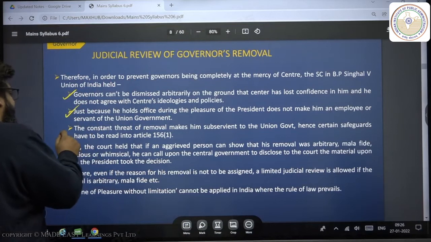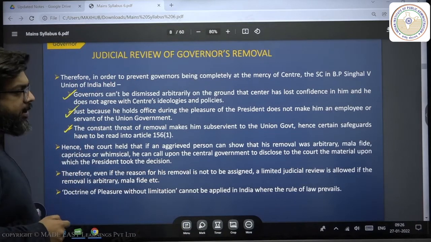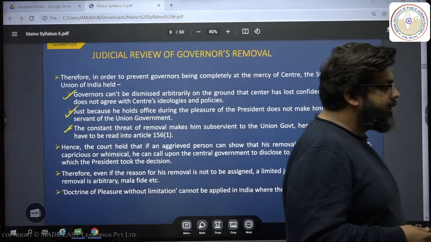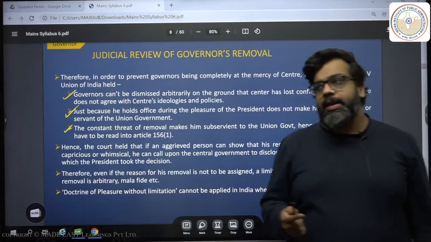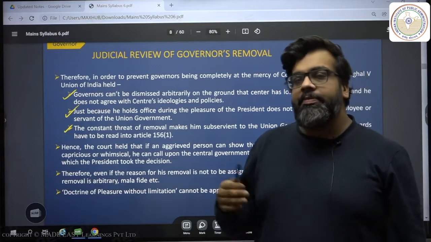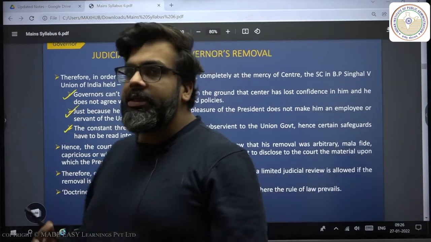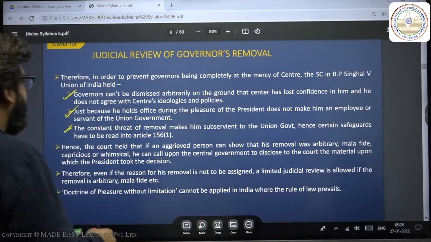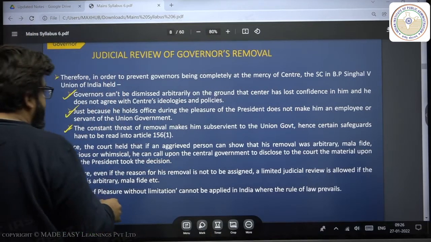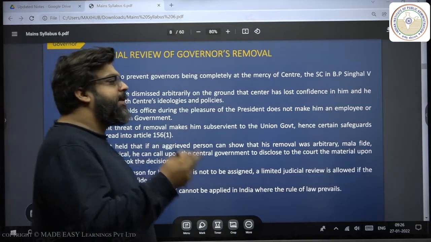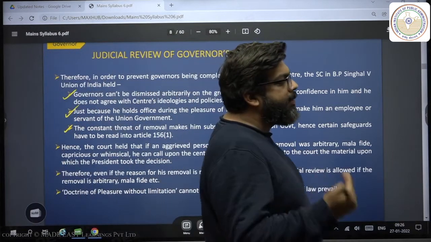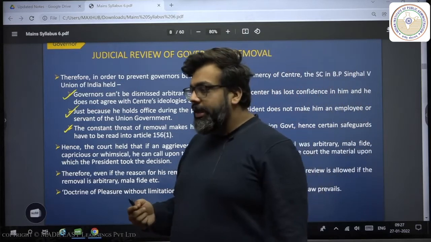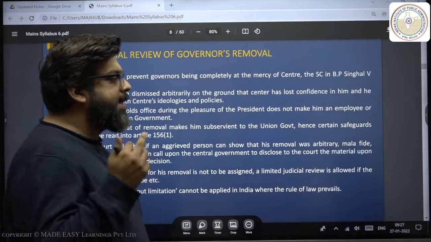And the Supreme Court very keenly and rightly observed that the constant threat of removal from the governor's office will automatically make you biased and partial to serve the interest of the central government in the respective states. And therefore, there must be some inbuilt safeguards, some ways in which Article 156 could be utilized in the form that it was intended to.